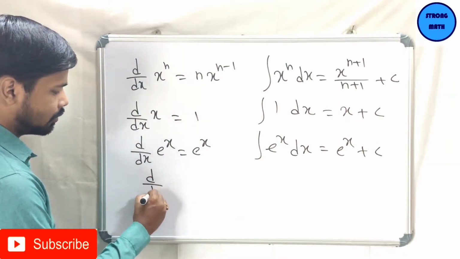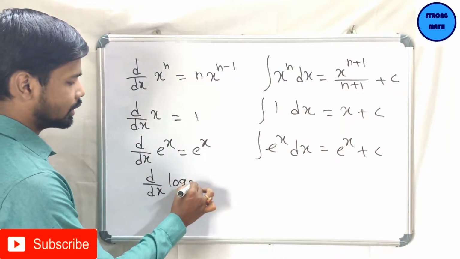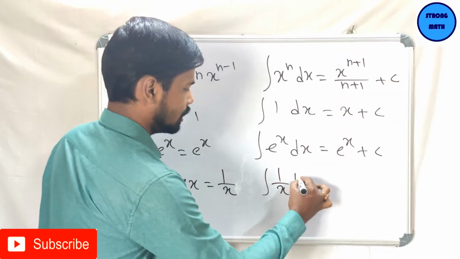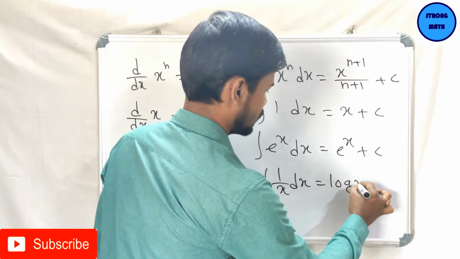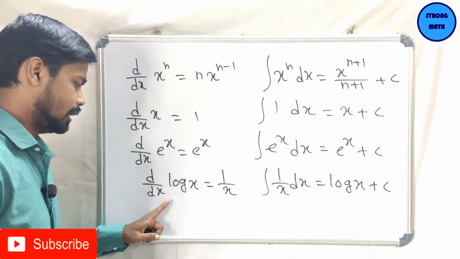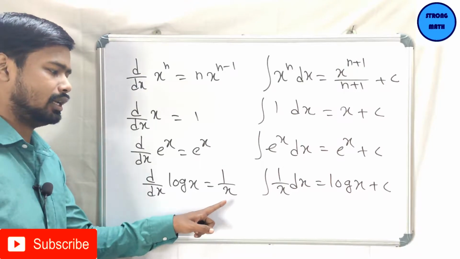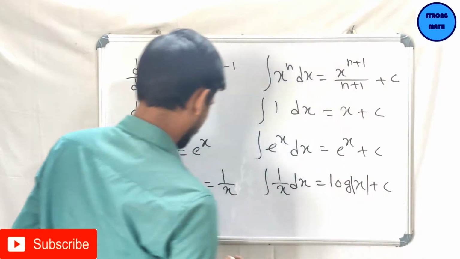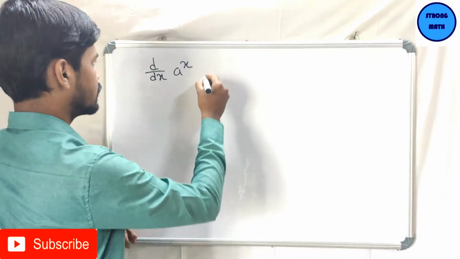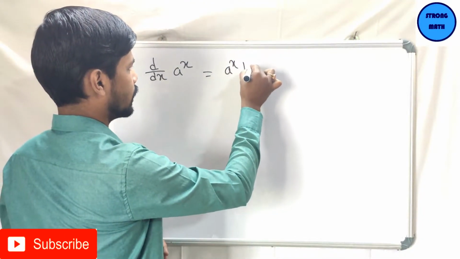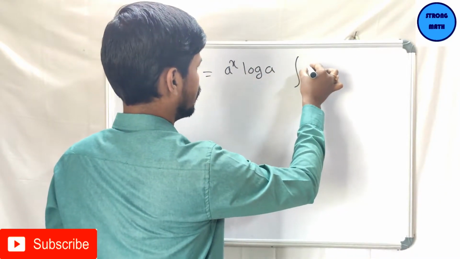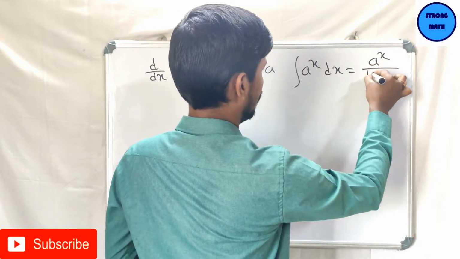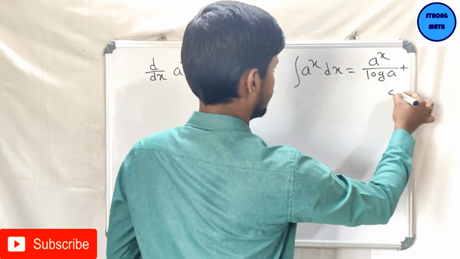Derivative of log x gives us 1 by x. Similarly, if we integrate 1 by x, then we will get log x plus c. Look, the derivative of log x is 1 by x, and if we integrate 1 by x, we will get log mod x. Now the derivative of a to the power x is equal to a to the power x log a, and integration of a to the power x dx is equal to a to the power x by log a plus integrating constant c.